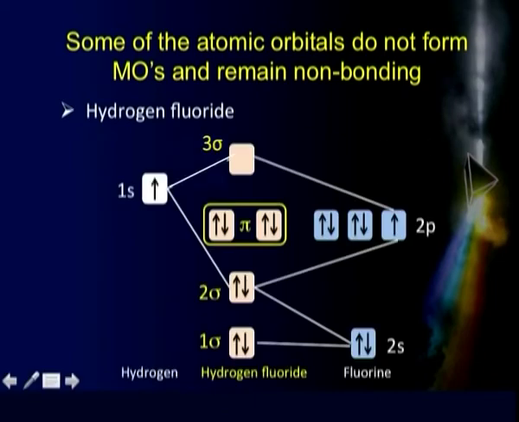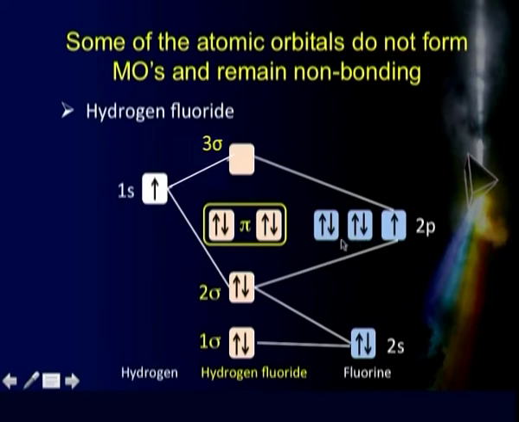In case of the HF molecule, there is the 1s orbital of hydrogen, the 2s orbital of fluorine, and the 2pz orbital of fluorine again. All these are spherical here, and the z axis is the internuclear axis. These three orbitals combine together to give me 3 sigma orbitals: 1 sigma, 2 sigma and 3 sigma.